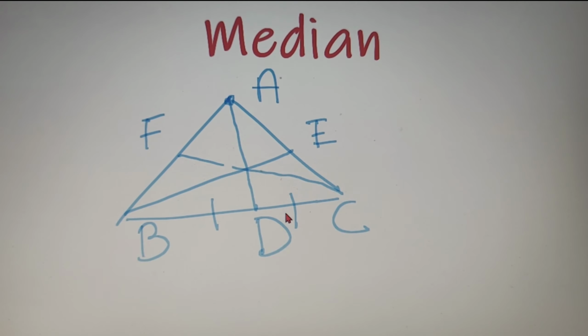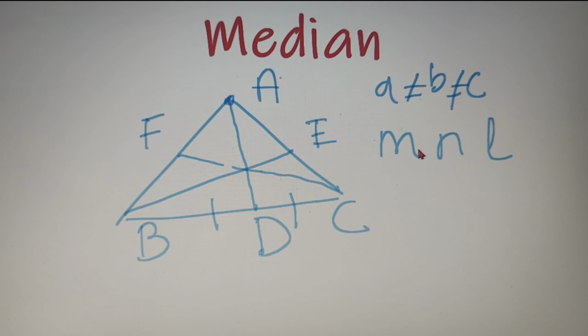Now there is one important fact to know, that if the lengths of the sides of the triangle are different, then the lengths of the median are also different. So if the lengths of the triangle are A, B and C and they are not equal to each other, and if the lengths of the medians are M, N and L, then they will also not be equal to each other.